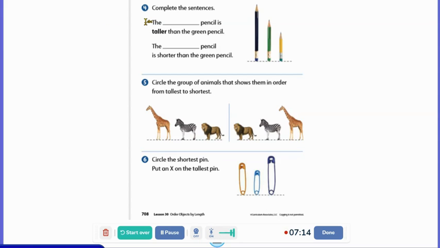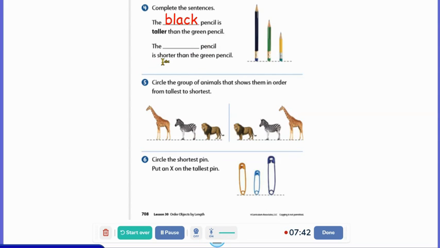The blank pencil is taller than the green pencil. So I'm comparing the pencil to this green one. Which one would we say is taller? Black. Excellent. This is my tallest one here, and it is taller than the green. So I'm going to write that the black pencil is taller than the green.